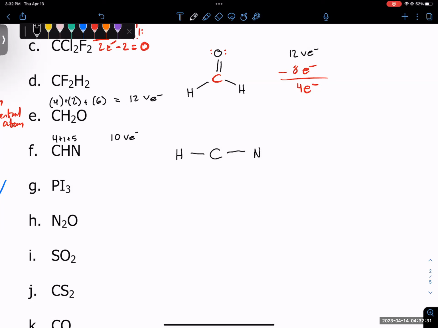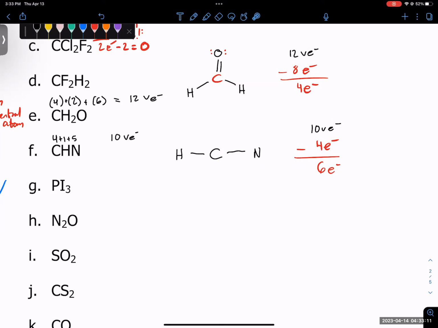And now we figure out how many electrons we've used up so far. So we started with 10 valence electrons. We've used up 2 in this bond and 2 in this bond. So we've used up a total of 4 valence electrons. This gives us 6 more electrons to work with. Now, how many electrons in terms of lone pairs are needed to satisfy this molecule now? So just 4. Let's see.